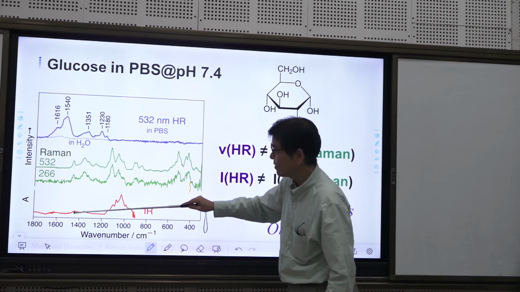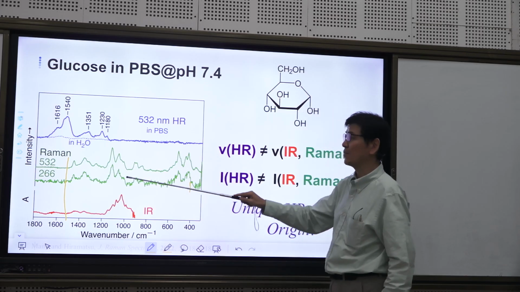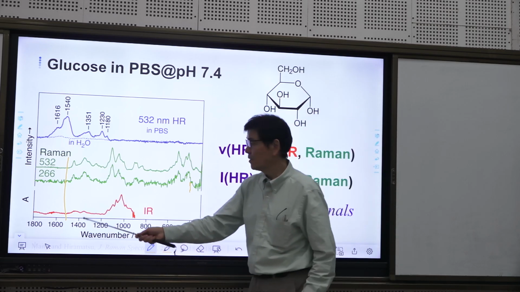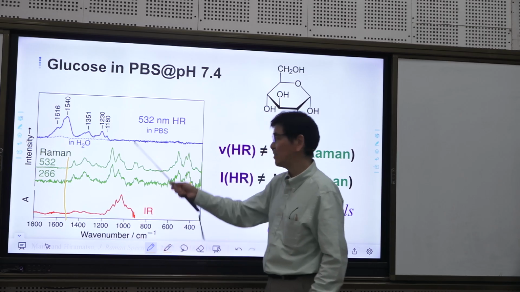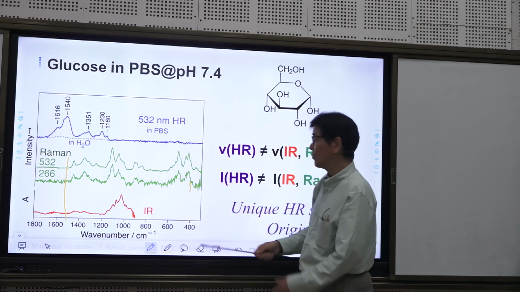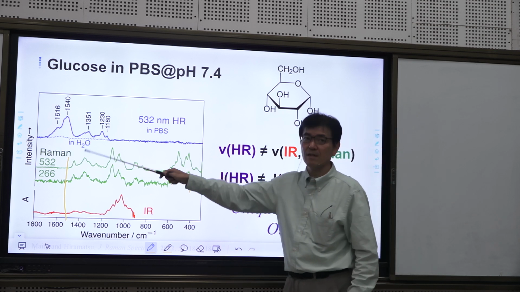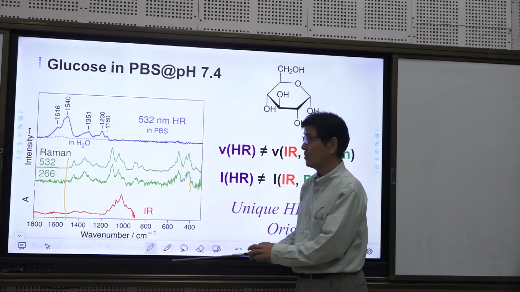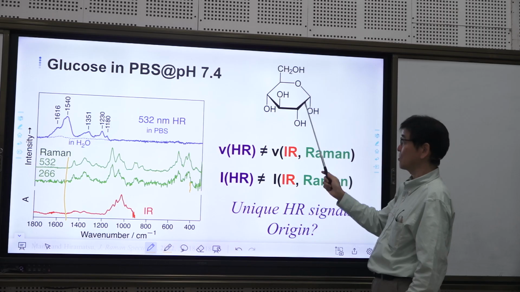And again, as expected, all the peaks appear below 1500. We know the CH bending band appears near 1400 or somewhere. CC stretching appears around here. CO stretching appears here, or CC appears. All the peaks are already assigned to some molecular vibration. So these two are acceptable results as a Raman spectrum of glucose.